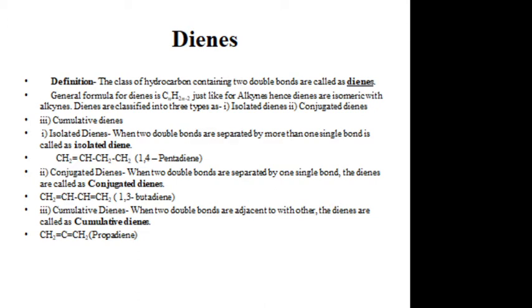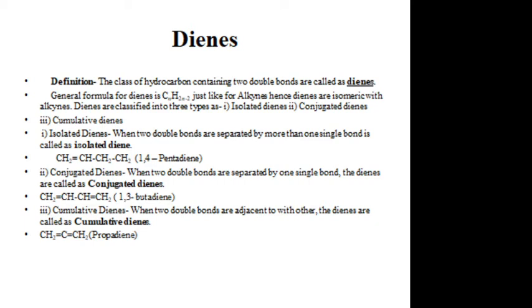Dienes are of three types. One is isolated diene, second is conjugated diene, and the third type is cumulative diene. When two double bonds are separated by more than one single bond in the compound, it is called an isolated diene, just like in 1,4-pentadiene.